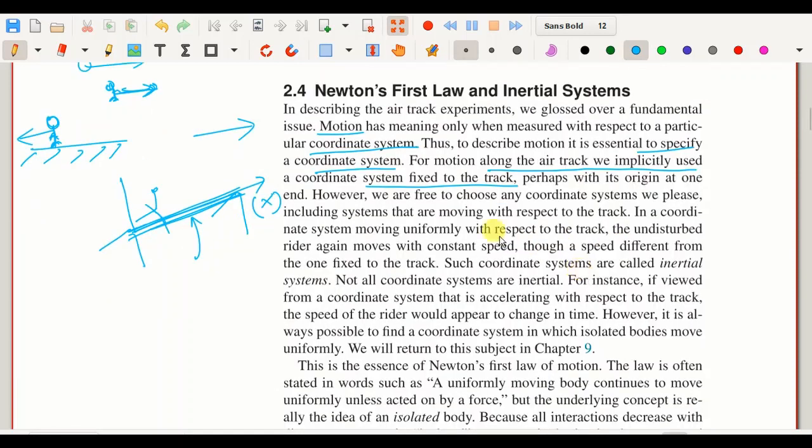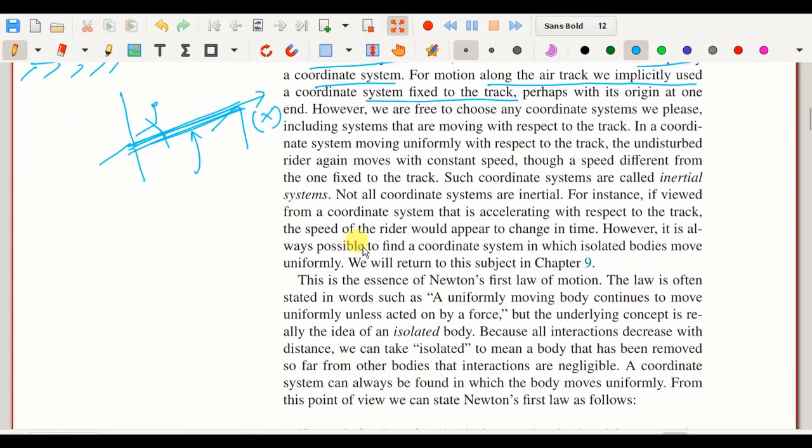Okay, however, we are free to choose any coordinate system we please, including systems that are moving with respect to the track. In a coordinate system moving uniformly with respect to the track, the undisturbed rider again moves with constant speed, though a speed different from the one fixed to the track. Such coordinate systems are called inertial systems. What is the meaning of inertial system?